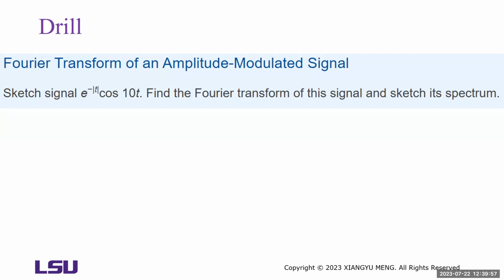This is for you to practice the amplitude modulated signal. Sketch the signal e to the power of negative absolute value of t times cosine 10t, find the Fourier transform of the signal, and sketch its spectrum.